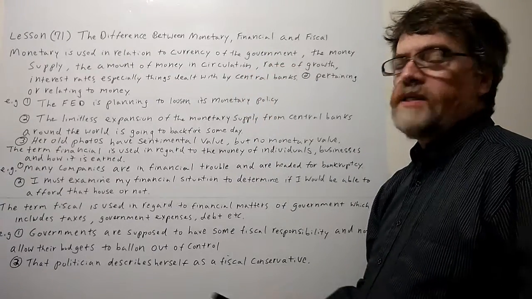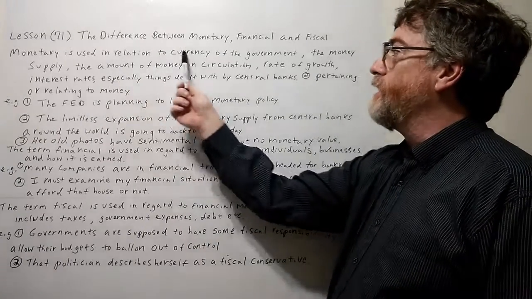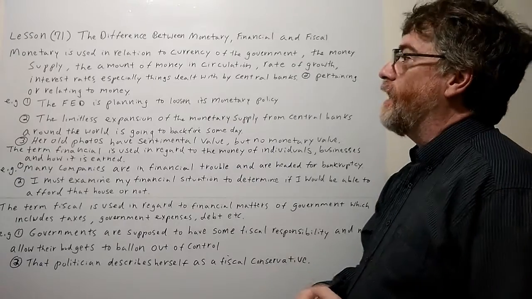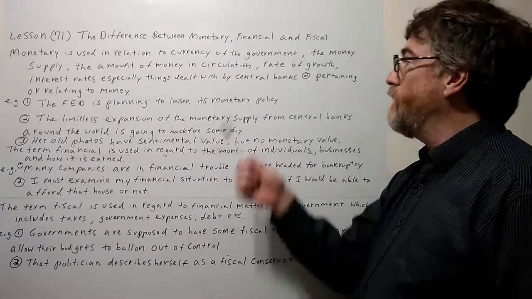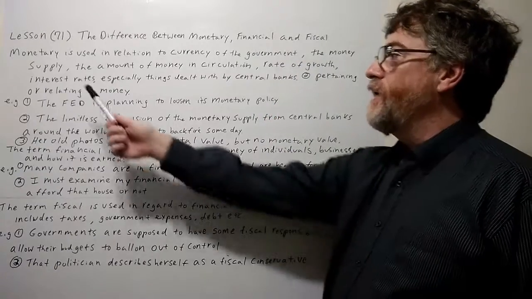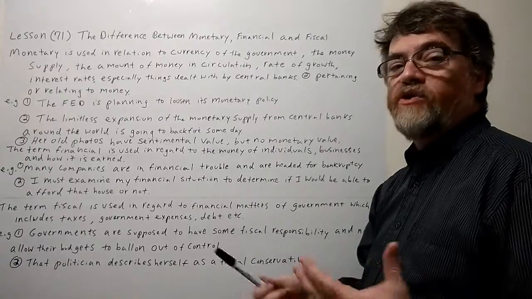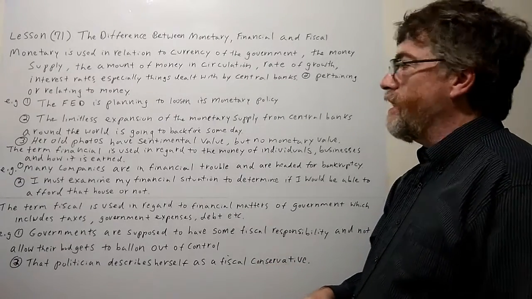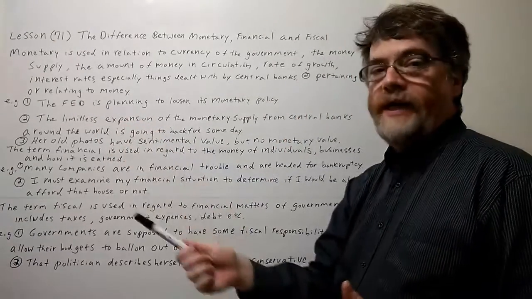All right, so let's look at monetary first. Monetary is used in relation to the currency of the government, the money supply, the amount of money in circulation, rate of growth, interest rates, especially things dealt with by central banks. We often use monetary in that sense. It could have a more general meaning too, just meaning pertaining or relating to money.